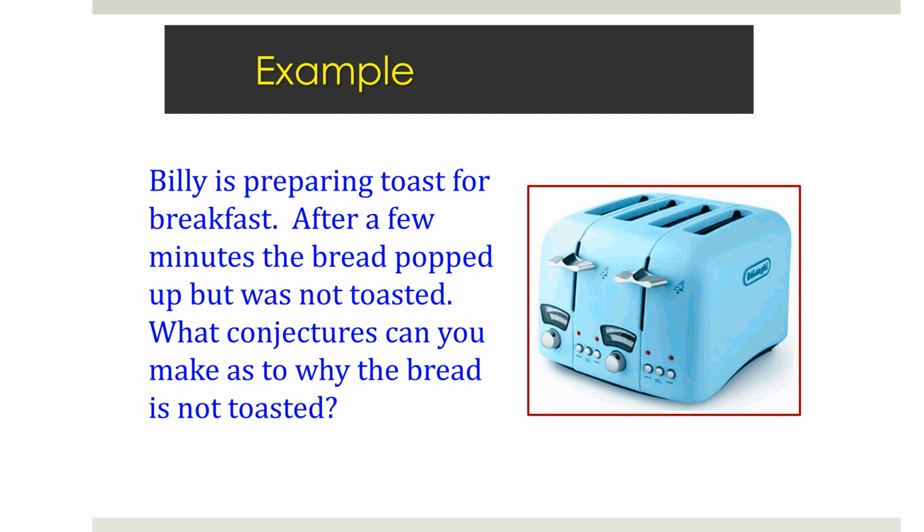Okay, now we're... all right, good. So you understand why this is a conjecture, because you have a bunch of information. You have a toaster sitting in front of you. You have this bread that doesn't get toasted.